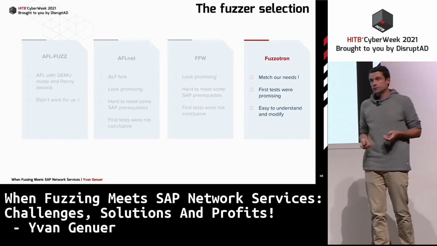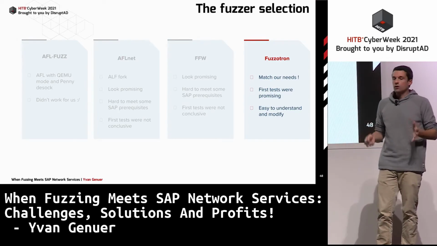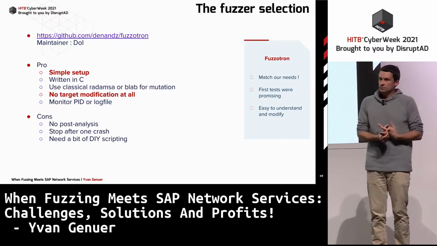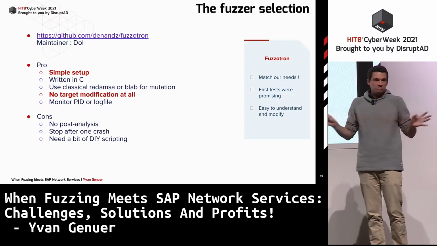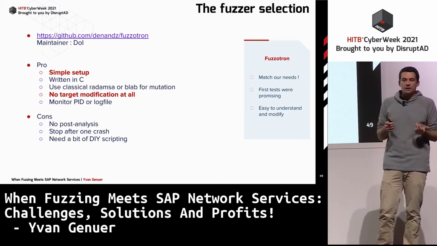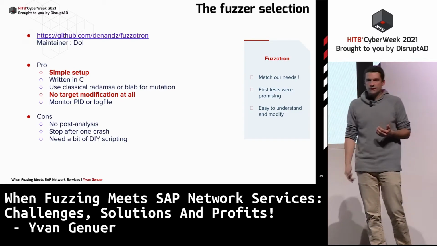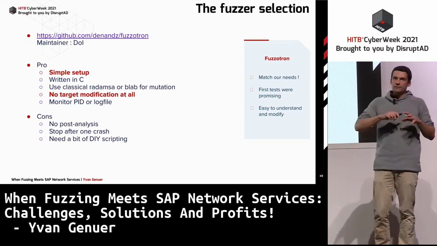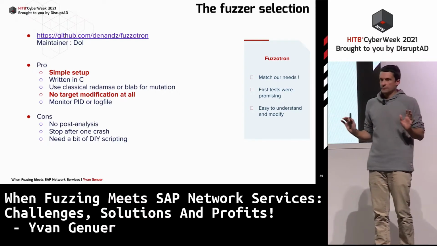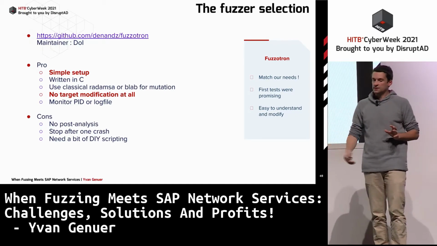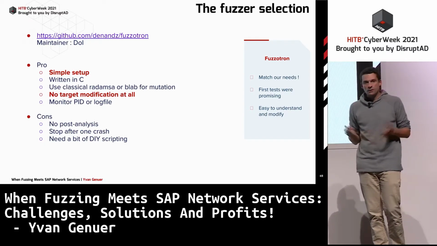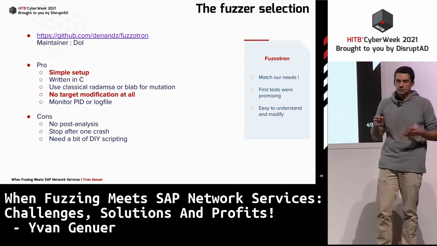After that, we tested Fuzzotron, and Fuzzotron matched, more or less. Fuzzotron was maintained by Dewey, and Fuzzotron was very simple. The source code is only around 10 files. It's written in C, and I know a little bit about C, and you do not need to modify the target, etc. This is a very, very simple fuzzer. You provide the test case, you mutate the test case, you send it to the service, you monitor the service, and that's all. So there is no post-exploitation or post-analysis, but for us, it matched. And it matched because very quickly we found crashes using this fuzzer. So let's start to use Fuzzotron in the future.